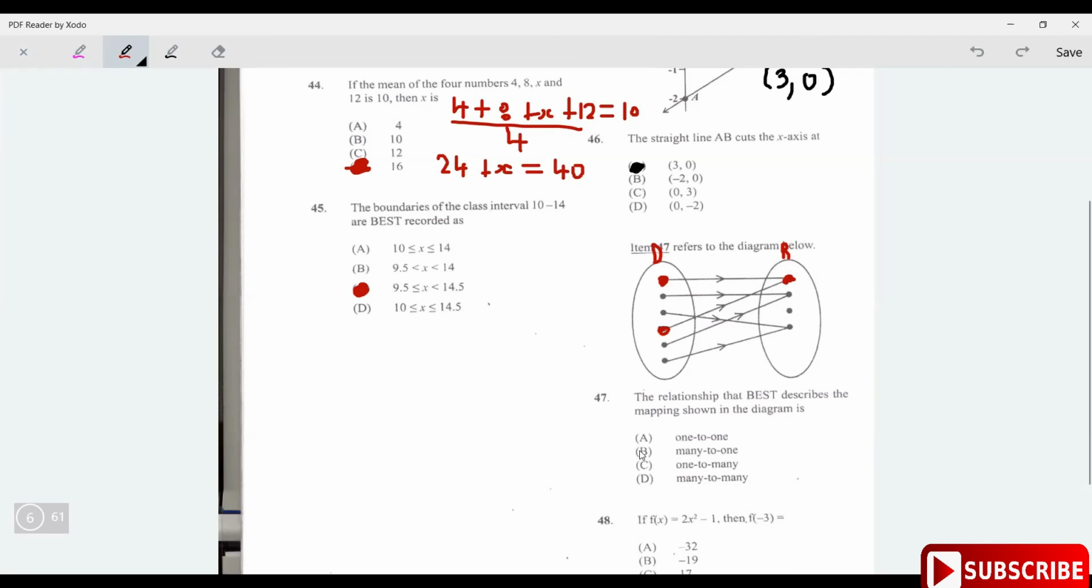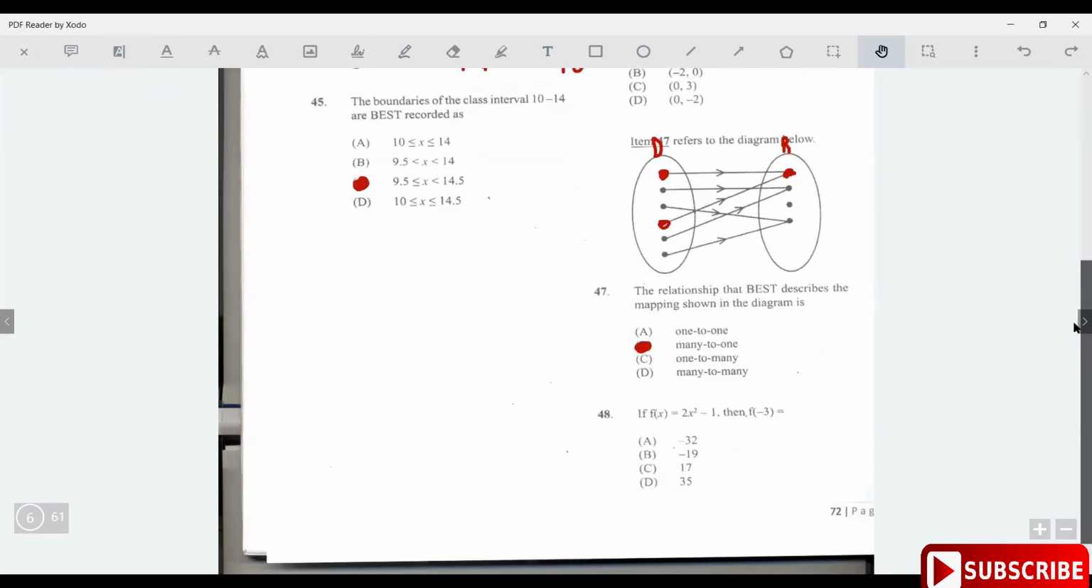So many to one, that's right here. Many to one, that's option B. That's the best way to describe that relationship.